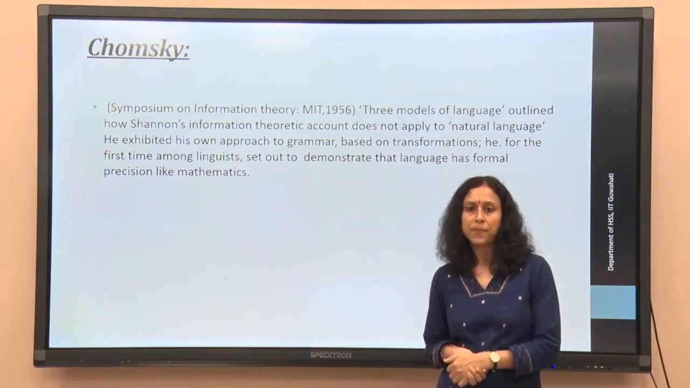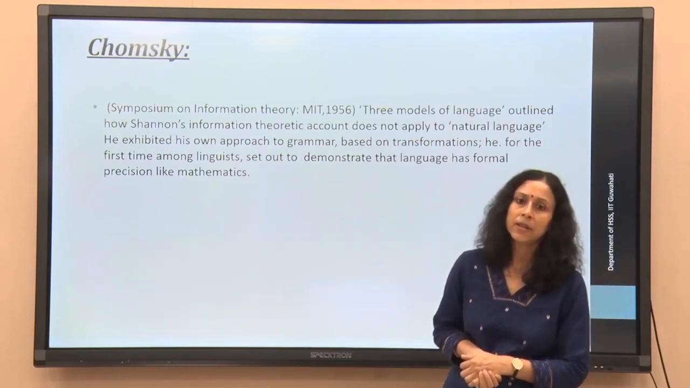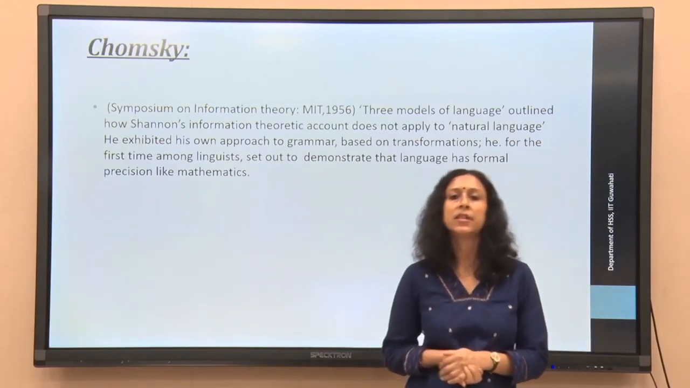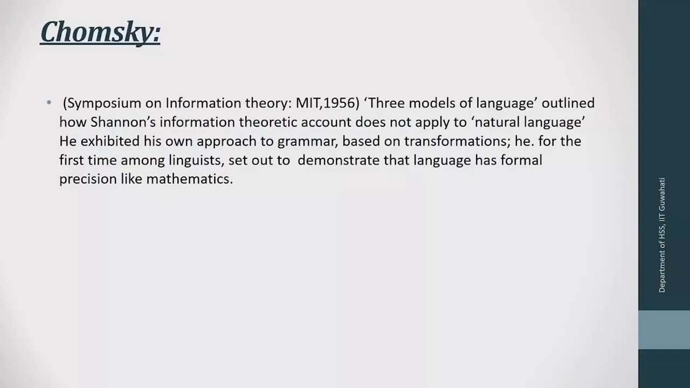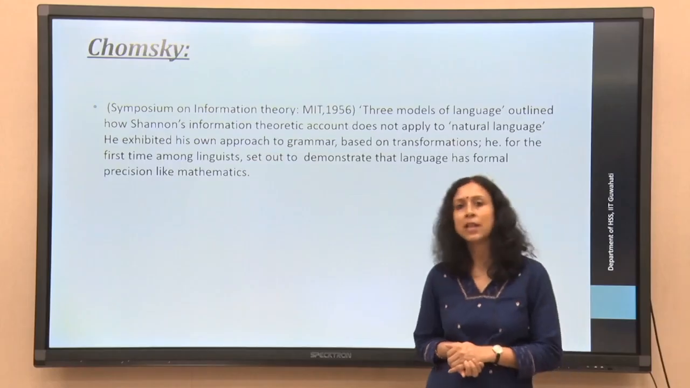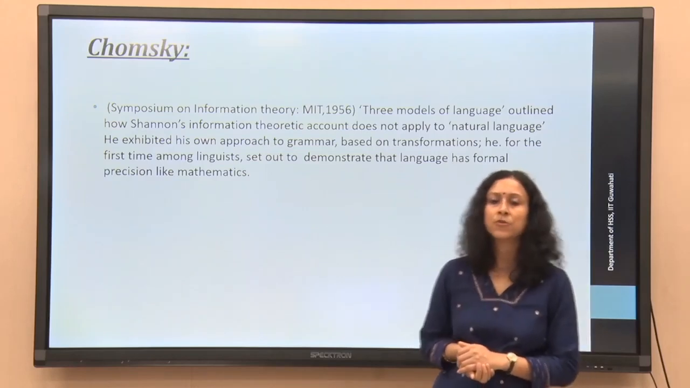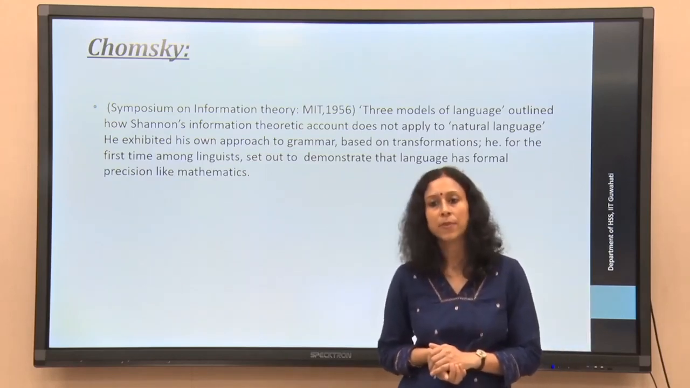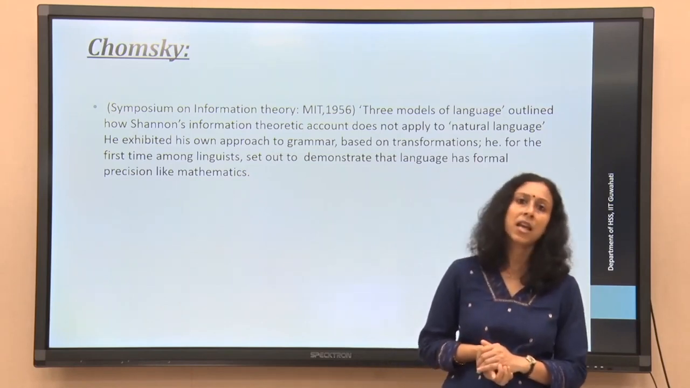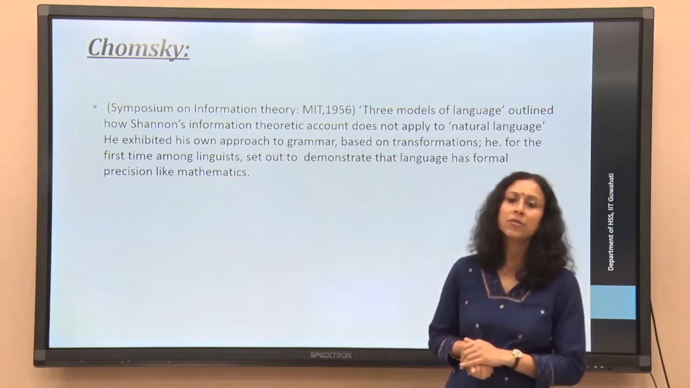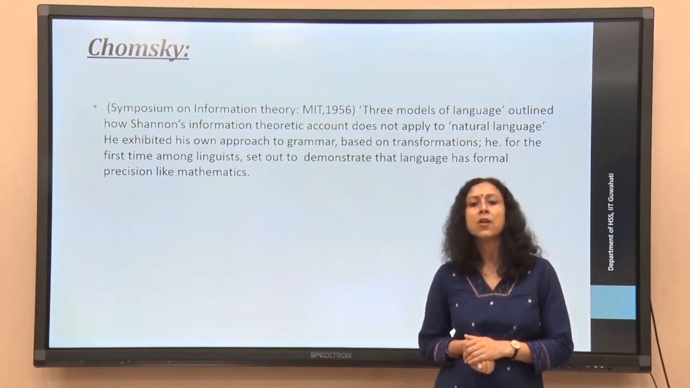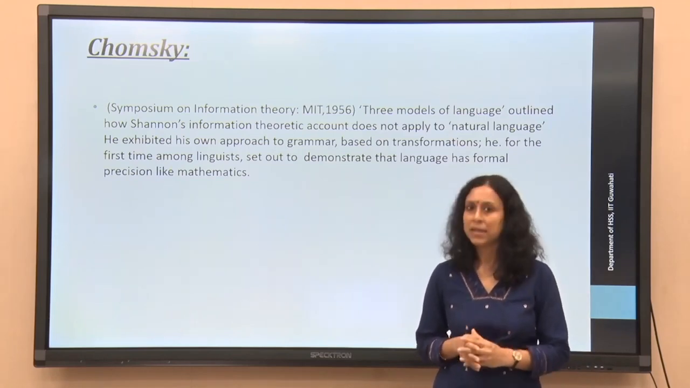Similarly, Chomsky in his paper in the Symposium on Information Theory in 1956, the paper titled Three Models of Language, outlined how Shannon's information theoretic account does not apply to natural language. He exhibited his own approach to grammar based on transformations. He, for the first time among linguists, set out to demonstrate that language has formal precision like mathematics.